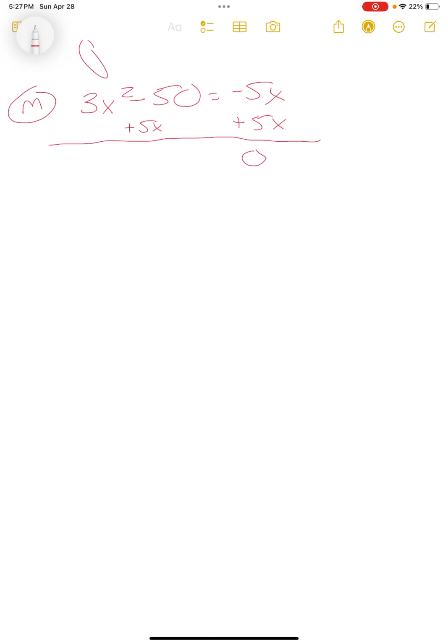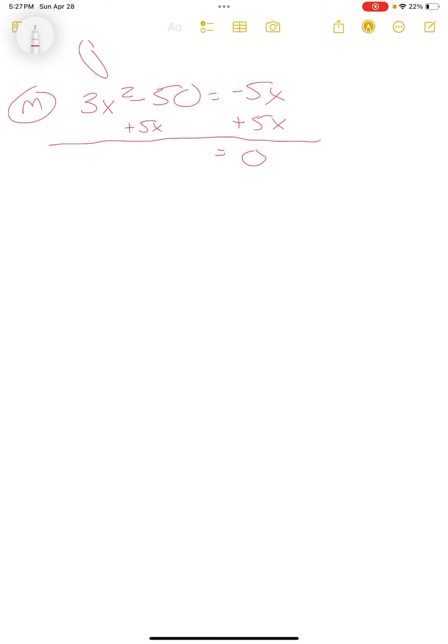All right, let's look at how to solve a couple of these quadratics from the sheet we got in class. We're going to do letter M to start. So that one read 3x squared minus 50 equals negative 5x. So again, to use the quadratic formula, we have to be equal to 0. So I want to get this minus 5x out of there. So I'm going to add 5x and add 5x to both sides, which means the right side is now 0.